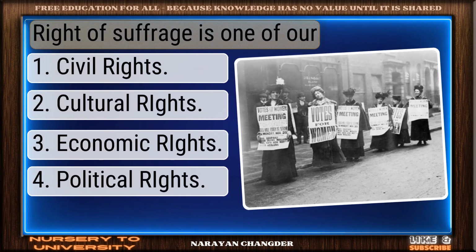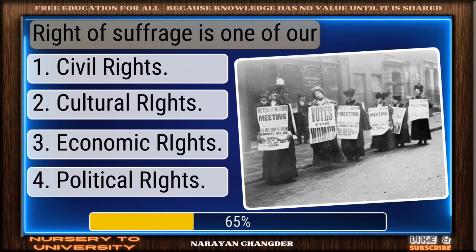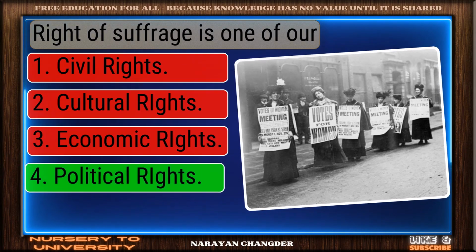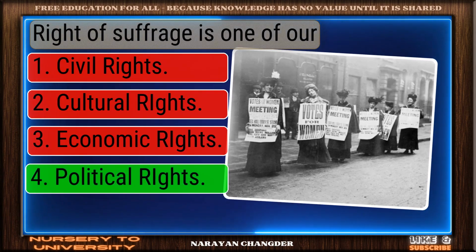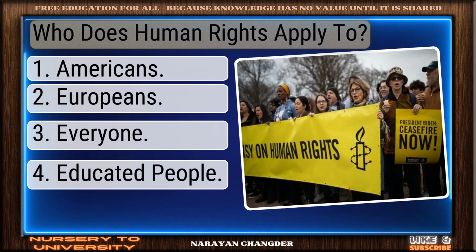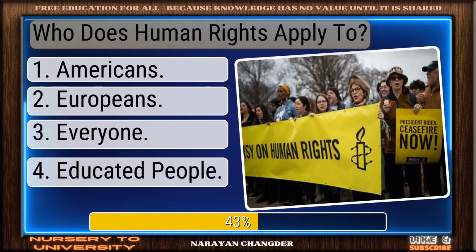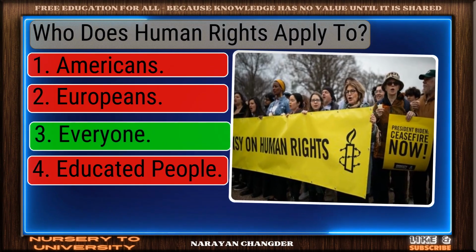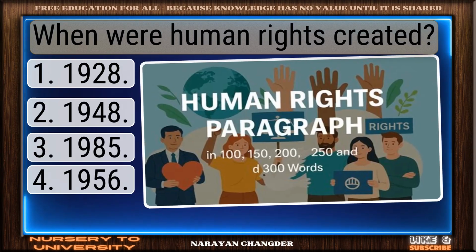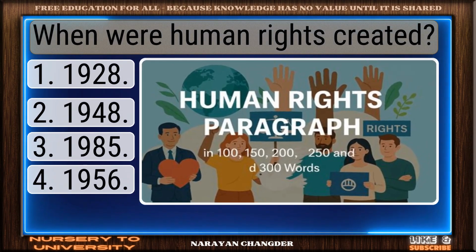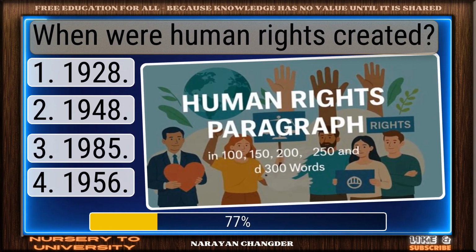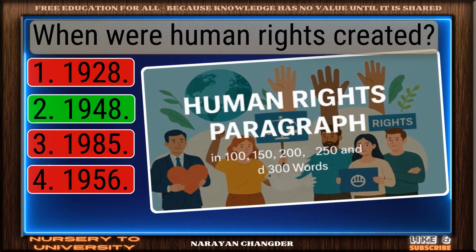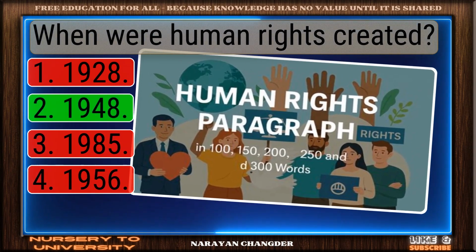Right of suffrage is one of our... Excellent. Political rights is a brilliant choice. Who does human rights apply to? Solid response. Everyone is a valid choice. When were human rights created? Well reasoned. 1948 is the correct choice.